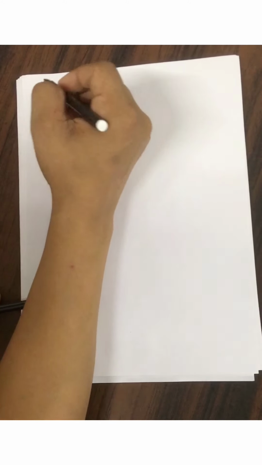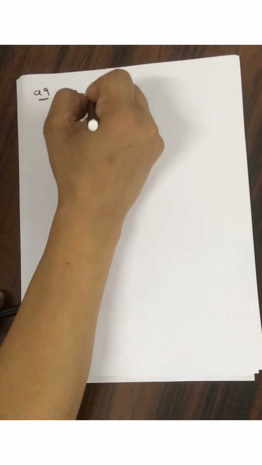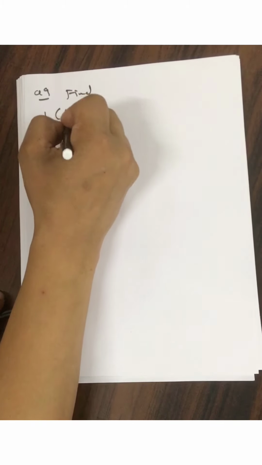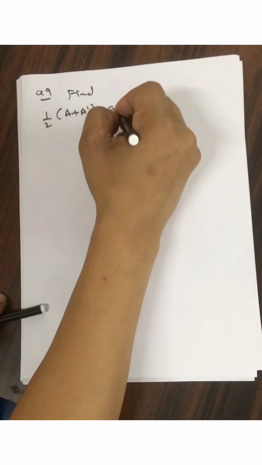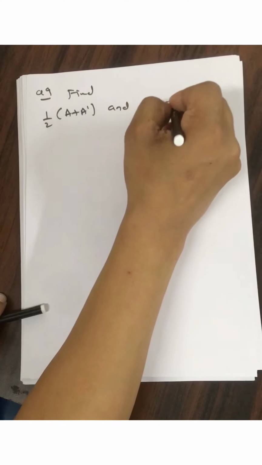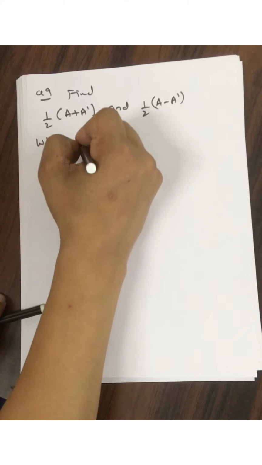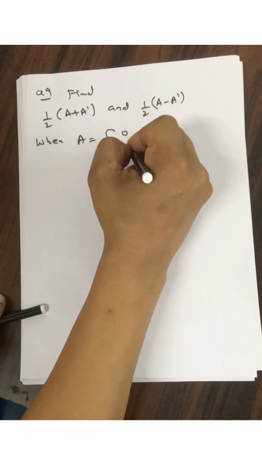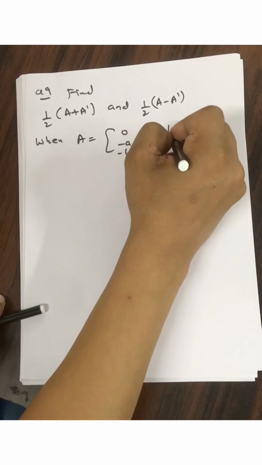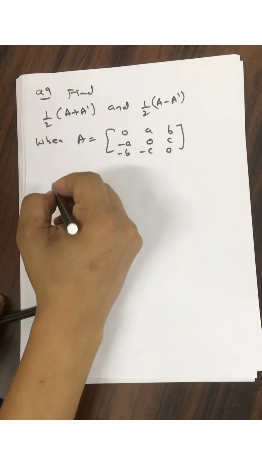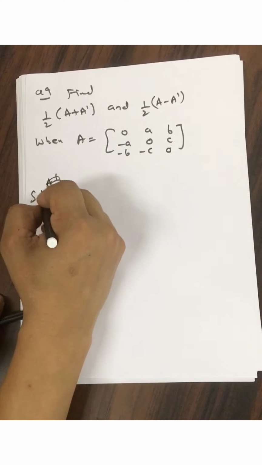Question number 9 says that find half of A plus A dash and also half of A minus A dash, when A is given as 0, a, b, minus a, 0, c, and minus b, minus c and 0. Simple process. A dash we find first. Let's solve it together.